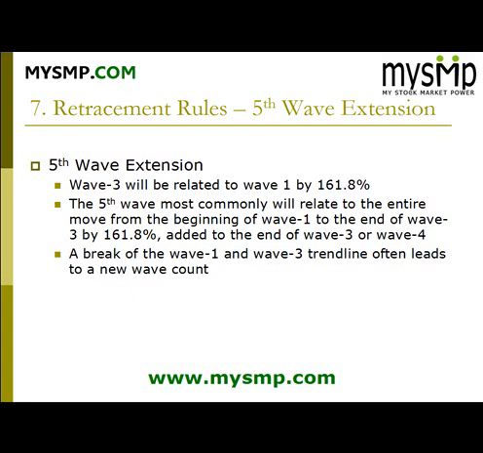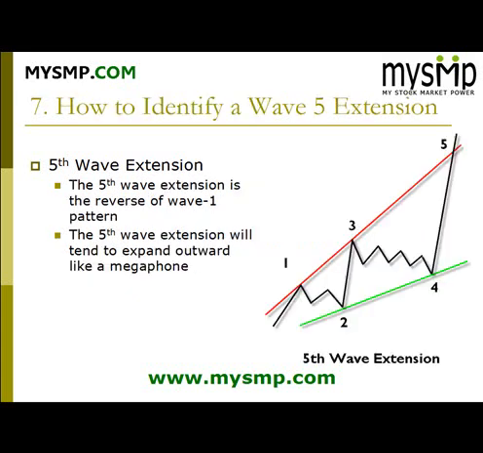Generally, a break of the wave 1 and wave 3 trend line on the way back down after wave 5 busts out of the channel. That is a sign of a new wave count, and we'll show that in a later slide. So if you look here, the wave 5 extension, when you draw the actual formation, is going to look like a megaphone. It's going to be the opposite. Remember, the wave 1 extension was like a rising wedge. The wave 3, which is a parallel trend channel, a channel.